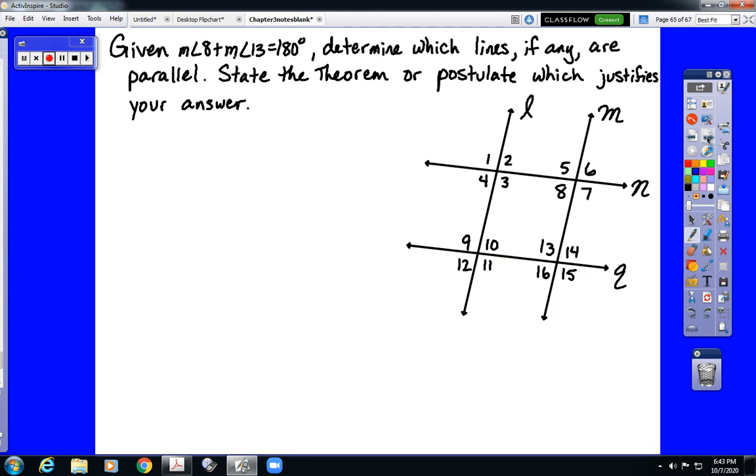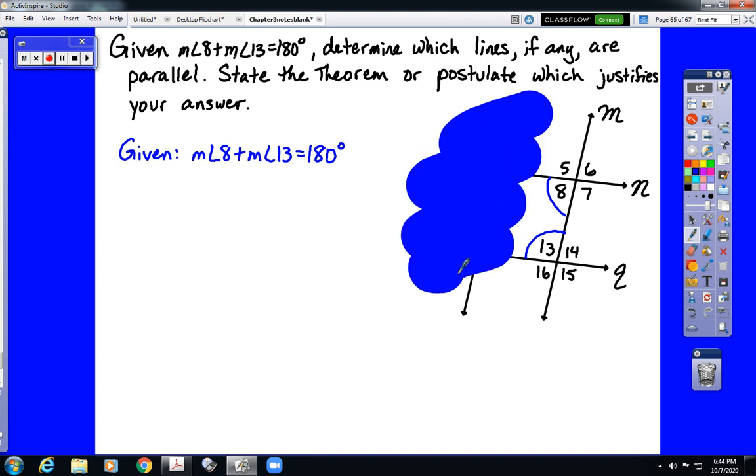I think there's one more of these. Yep. Angle 8 and angle 13. So once again, we are given a pair of angles are supplementary. The measure of angle 8 plus the measure of angle 13 is 180 degrees. So what we do is we go in and we mark angle 8 and angle 13, which means we are not using the left side of the graph. So we completely ignore line L entirely. Everything on it is inconsequential.